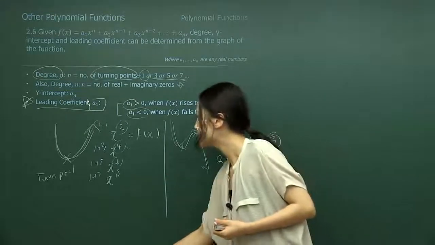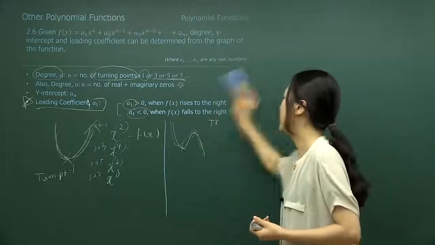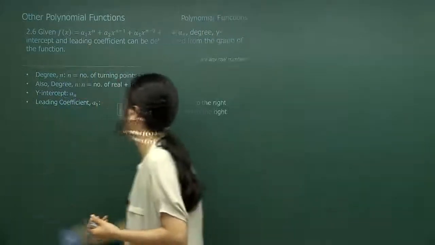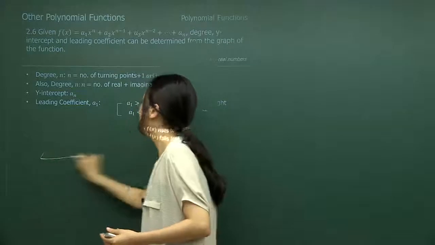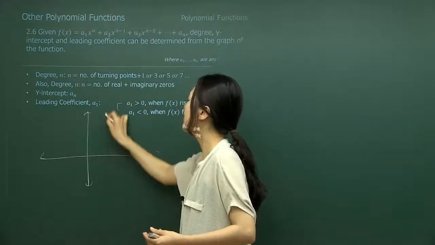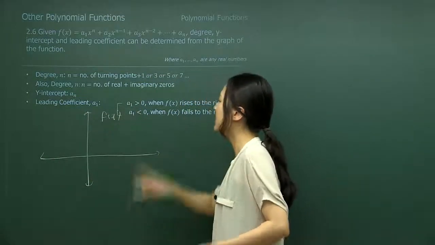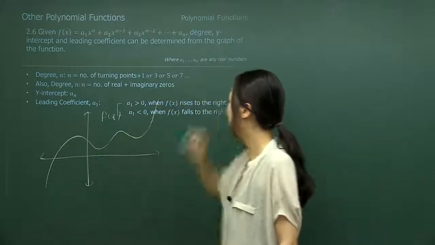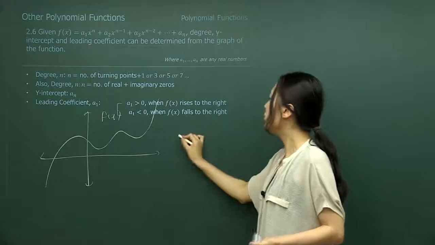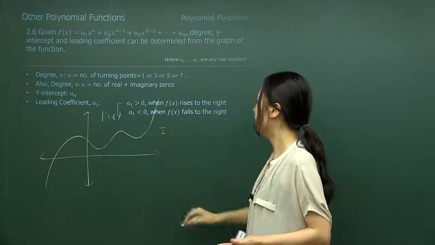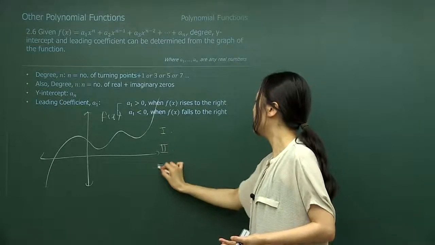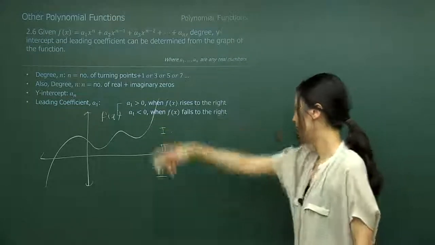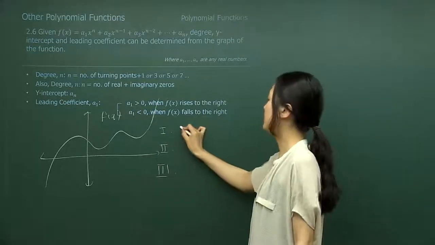Now, let me give you an example. Let's see if you get the degree and the leading coefficient right. So here we go, some random function. We know nothing about this function except that it looks like this. If you have to choose which of the following could be the graph of this given function, what will you choose?